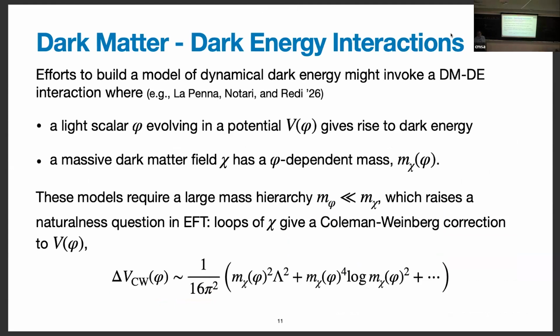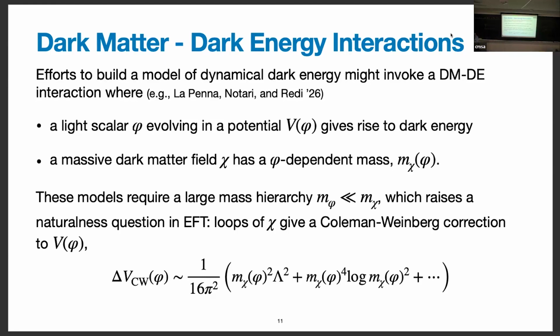One way you might try to have some kind of interaction between dark matter and dark energy is to say there's a light scalar phi. It's evolving in a potential V of phi that gives rise to dark energy. There's some massive dark matter field chi. And let's suppose the mass of chi depends on the value of phi. So that as the scalar field is evolving in its potential, the dark matter mass is changing with time in some correlated way. This is one interesting way that you might try to get a non-trivial equation of state that's evolving with time as you're sort of rearranging energy between dark matter and dark energy.